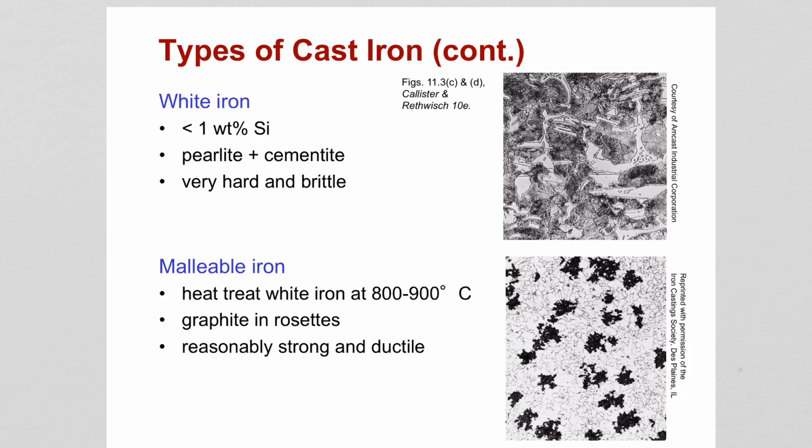Another type of cast iron is white iron. These materials are low silicon cast irons. They have less than 1% silicon, and they have rapid cooling rates. Therefore, the carbon will exist as cementite instead of graphite. And the fracture surface of this alloy has a white appearance. That's where the term white iron comes from.